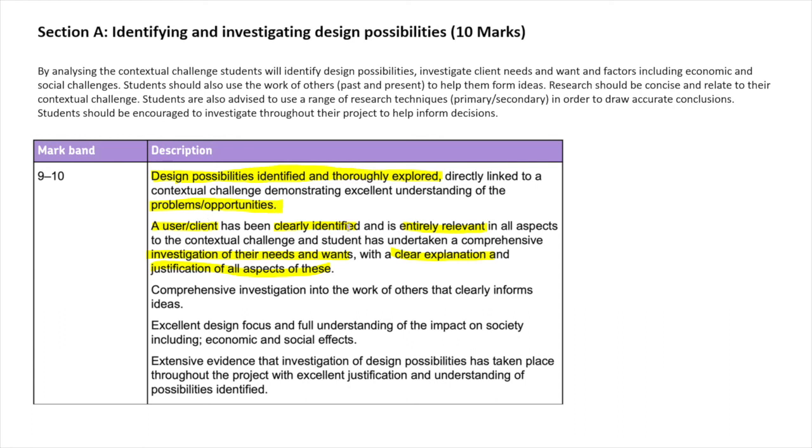You need to identify a relevant client, so someone that's an expert in their field or someone that knows quite a lot about the area that you're investigating. You need to interview them or do some sort of survey or observation, or whatever it needs to be, in order to identify their needs and wants from a product. And then you need to justify, as in explain, why they need it. So if it's a kitchen product and it needs to be hygienic, you need to explain why it needs to be hygienic. If it's going to be a safe product, you need to explain why it's important to be safe.